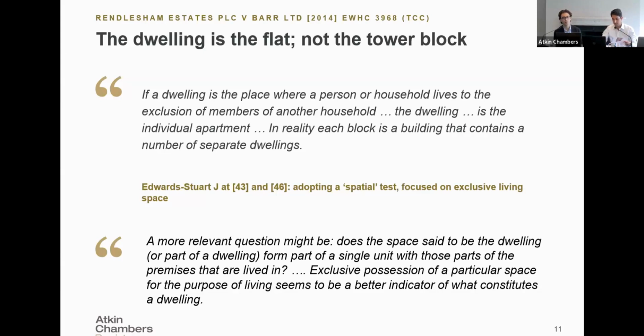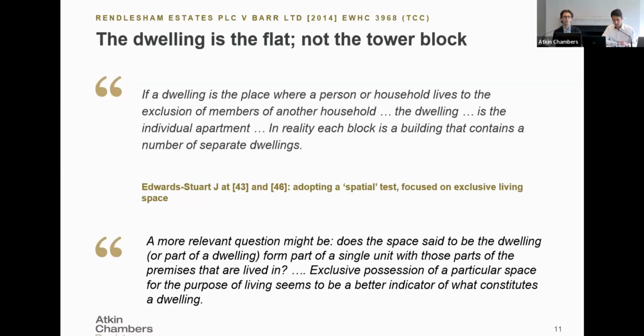In Rendlesham, the judge discussed exclusive possession as being at least functional exclusive possession, because what we'll consider with student accommodation and care homes are buildings where often the residents do not have legal exclusive possession in any sort of land law sense, but they do have functional exclusive possession of their rooms, but they inhabit those rooms under licenses often.